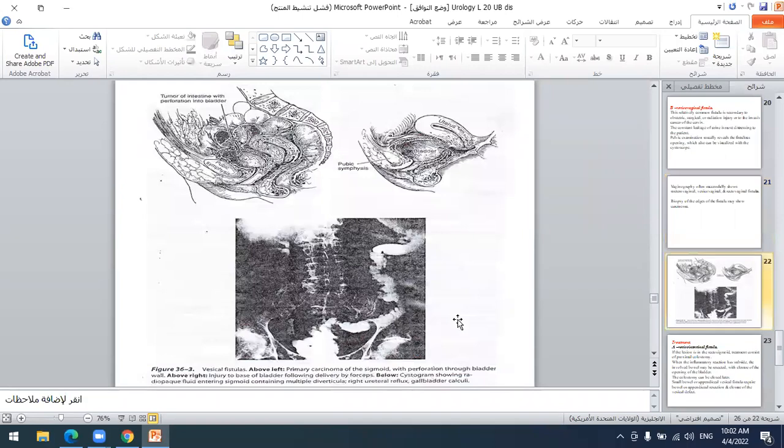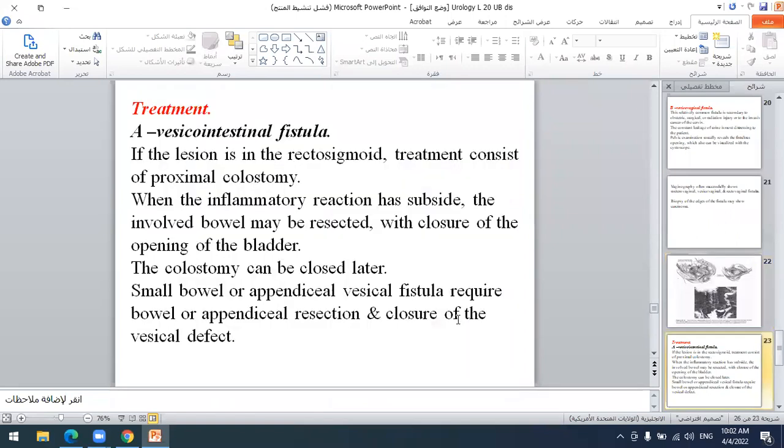This is a sign when we do cystography and the dye reaches the bowel. The dye goes from the bladder through the fistula to the bowel. So there is a tract between the bladder and the colon.